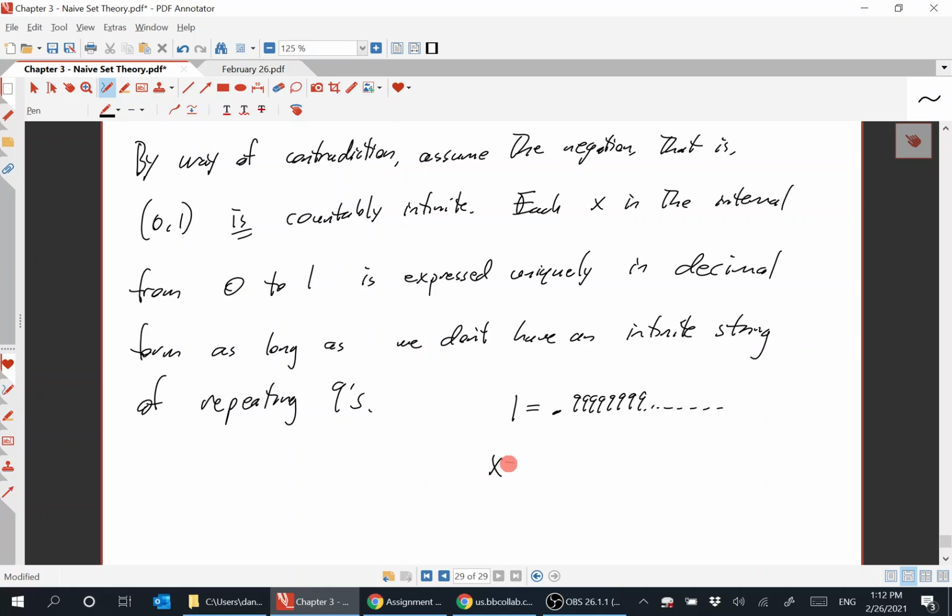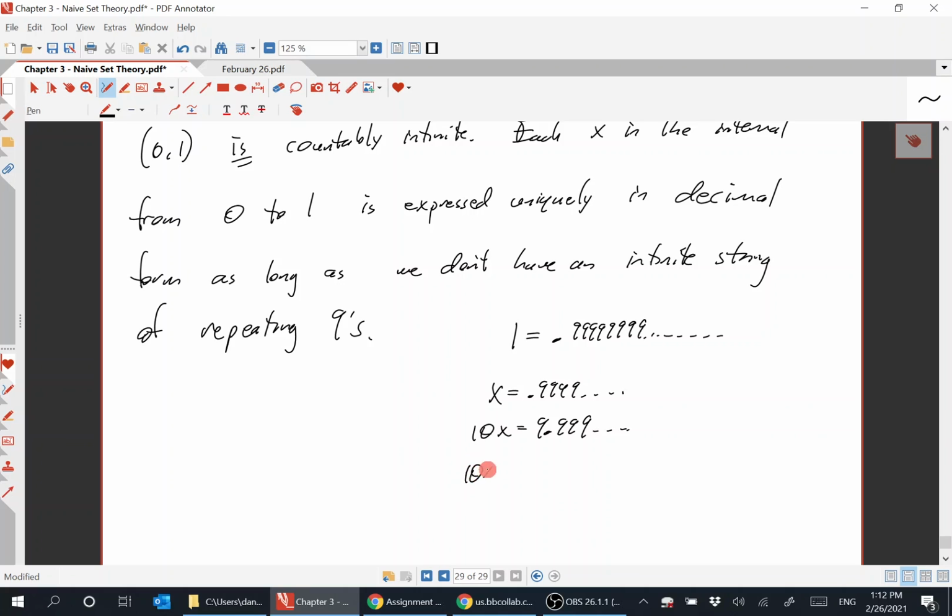If you let x equal 0.9999 repeating, then 10x is equal to 9.999 repeating. So 10x minus x is equal to what? It's 9. So 9x equals 9, so x equals 1. So decimal expansions give you unique representations of real numbers, except for the 0.99999 business. So you just leave that out.